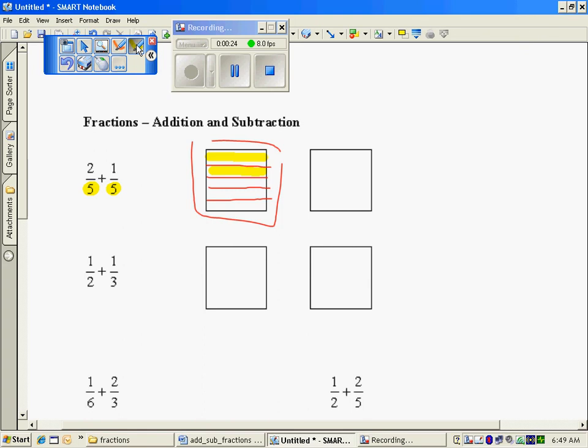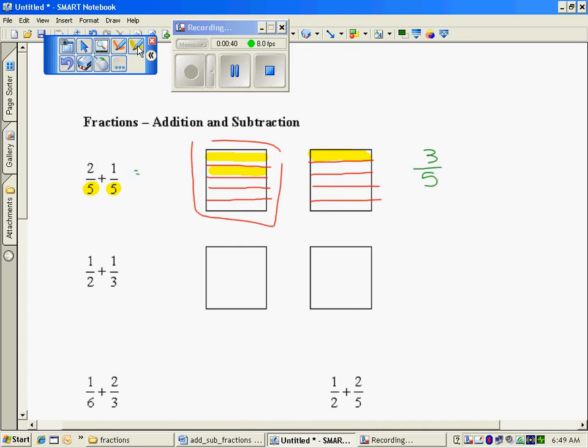And then I'm going to add to that 1/5. So again, my whole is divided into 5 pieces, and I want 1 of the 5. Since they are the same size a piece, I can see visually that I have 3 of the 5 pieces.